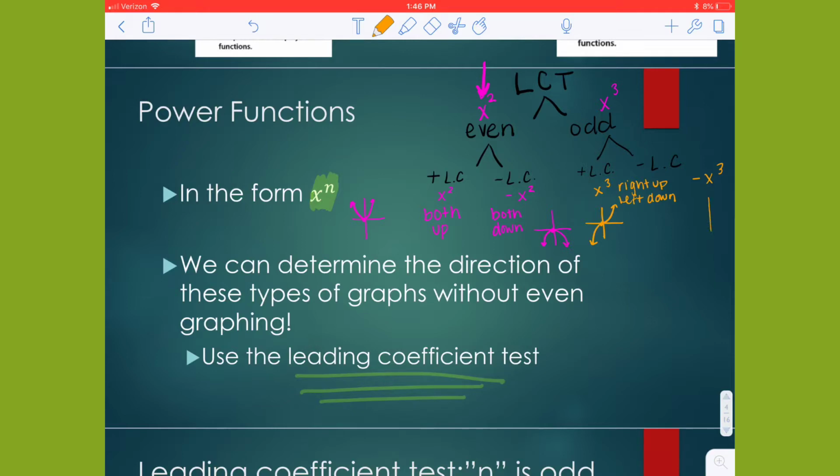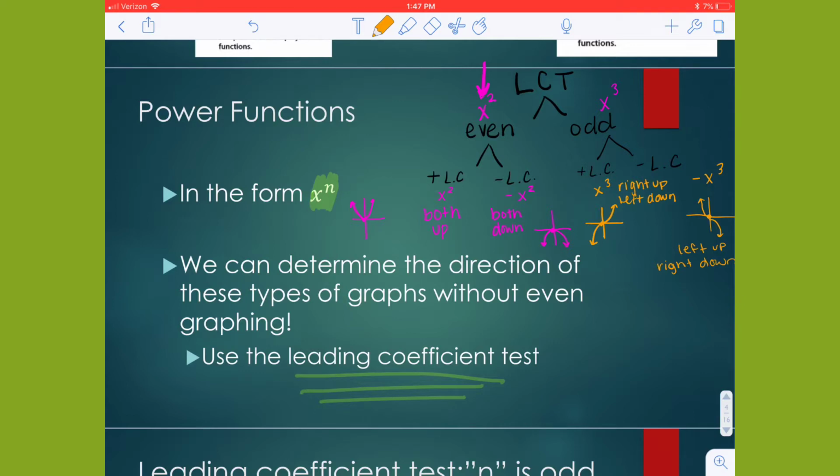Whereas with negative x cubed, there has been a reflection on the x-axis so that now the left goes up and the right goes down. So again, whether I'm talking negative 10x to the 7th power or negative 12x to the 13th power, all of those have negative leading coefficients and an odd degree, so I know their end behavior goes up on the left and down on the right.